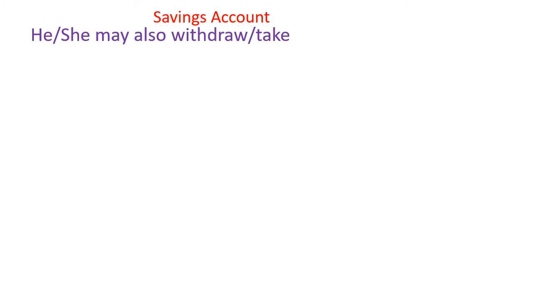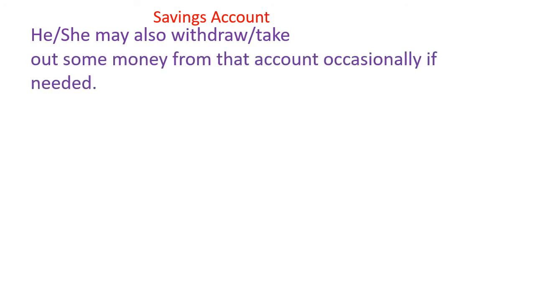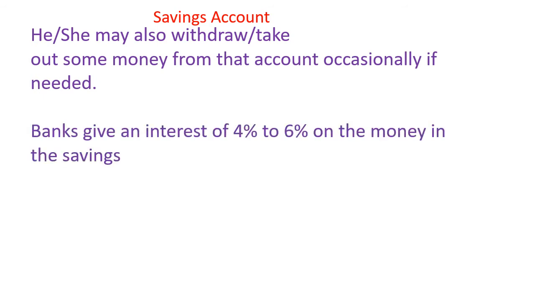So a savings account is an account where he or she may also withdraw or take out some money from the account occasionally if needed. Secondly, banks give an interest. You have to pay attention to this. Banks give an interest of 4% to 6% on the money in the savings. Bank gives you interest.